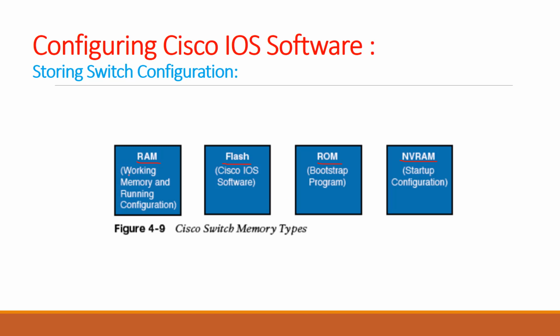The RAM is for the working memory and running configuration. NVRAM is for the startup configuration. Flash is for storing the Cisco IOS software, and the ROM is for the bootstrap program.